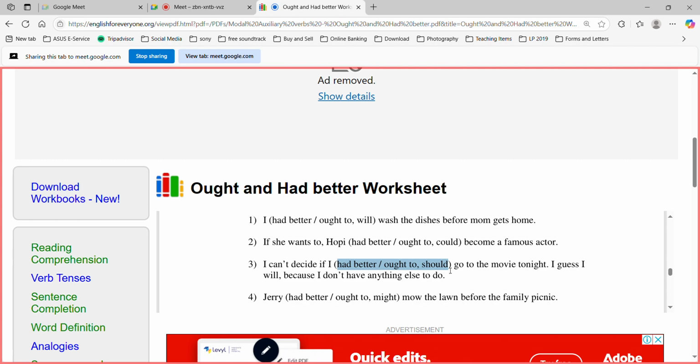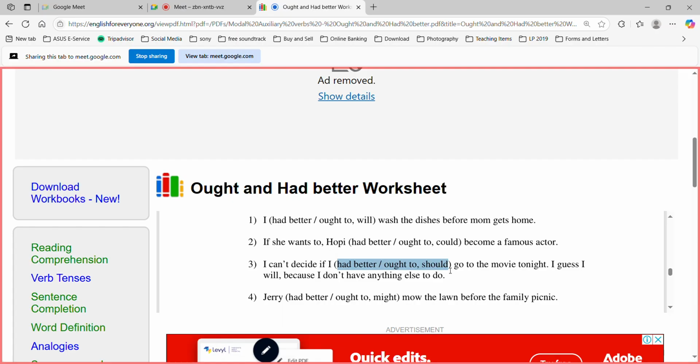Why can't we use had better? Had better is an obligatory tone, same with ought to. But in this example, I can't decide if I should go to the movie tonight. I guess I will, because I don't have anything else to do. She can't decide. Tapi saya rasa saya boleh pergi because saya tak ada apa to do. I can't decide if I should go to the movie tonight or not. So this answer is should.